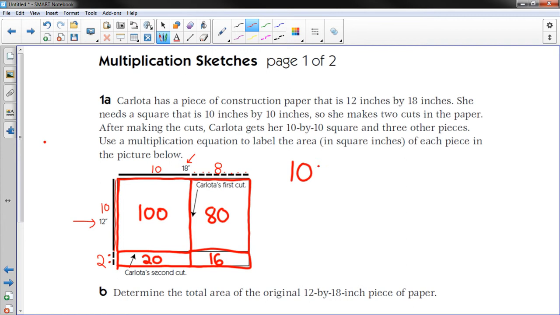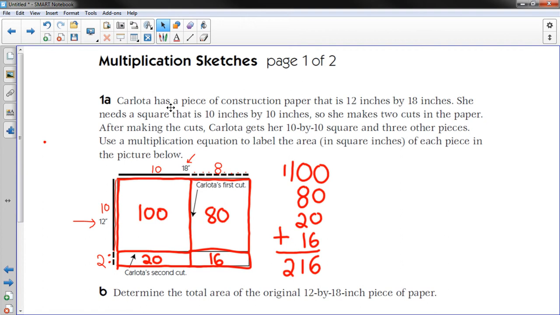So 100, 80, 20, and 16. Add them up. 6, 11, 216. So I answered 1A. 1B, down below.